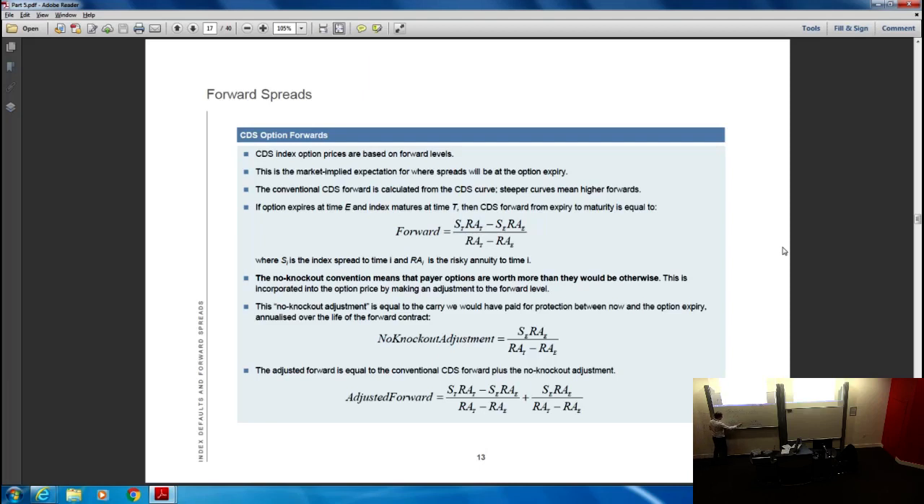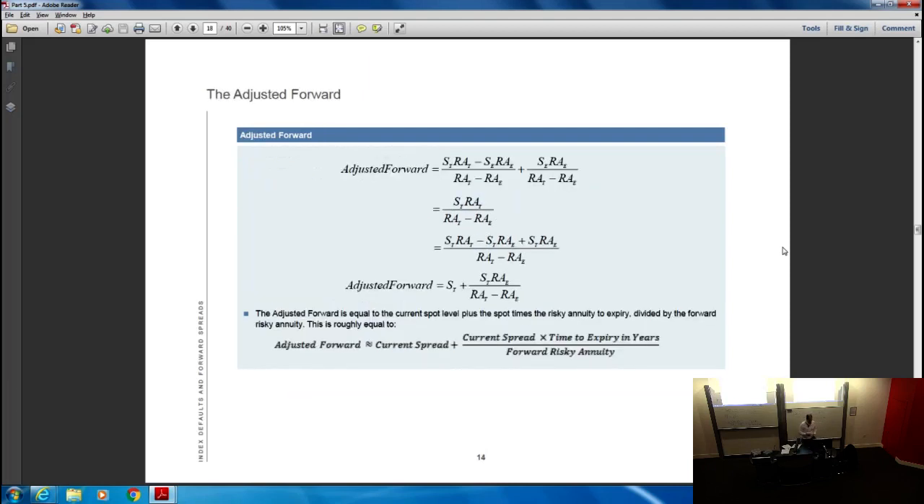We can then see that that bit cancels out with that bit, and we're left with something that looks like this: the forward is equal to the spread on the contract plus the spread to time t multiplied by the risky annuity to time t, divided by the risky annuity T minus the risky annuity t. Okay, which is effectively what we've done. This should be a big T there.